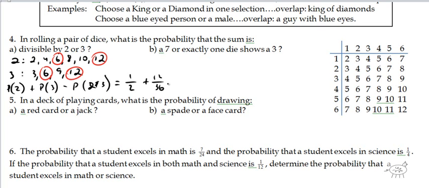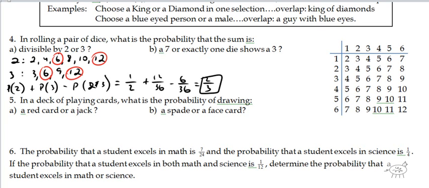And then how many overlaps? Well, the 6's and the 12's are counted twice. So I need to subtract 6 out of 36. That's the overlap. And my answer comes out to be 2/3.